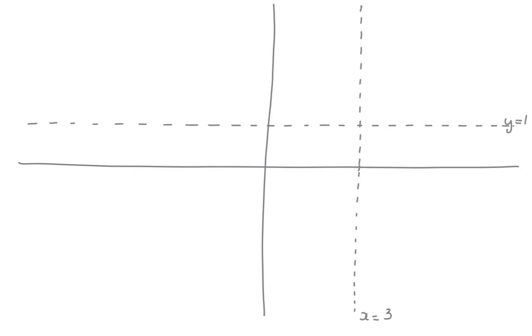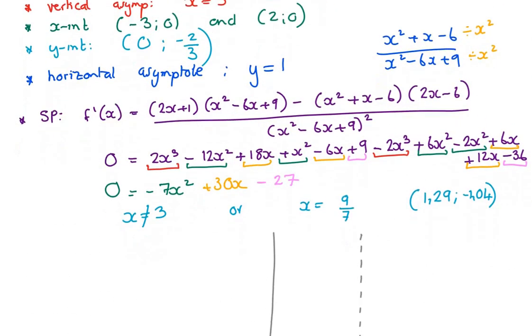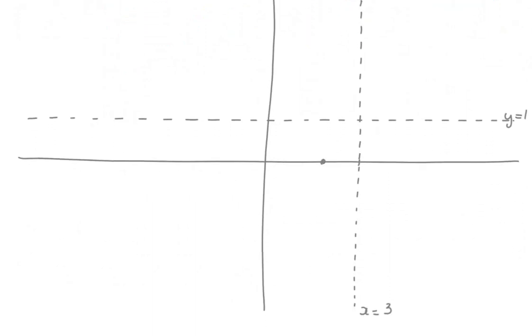Then I have an x-intercept, and my x-intercepts, as far as I remember, are negative 3 and 2. So 2 would be, let's say, around about there, and negative 3 would be around about there. Okay, so the only thing I haven't really got on here is that stationary point.